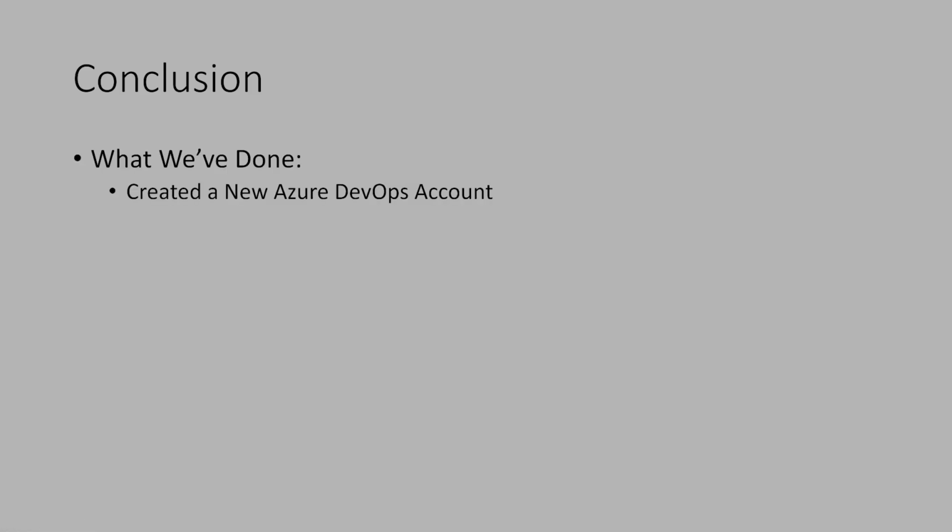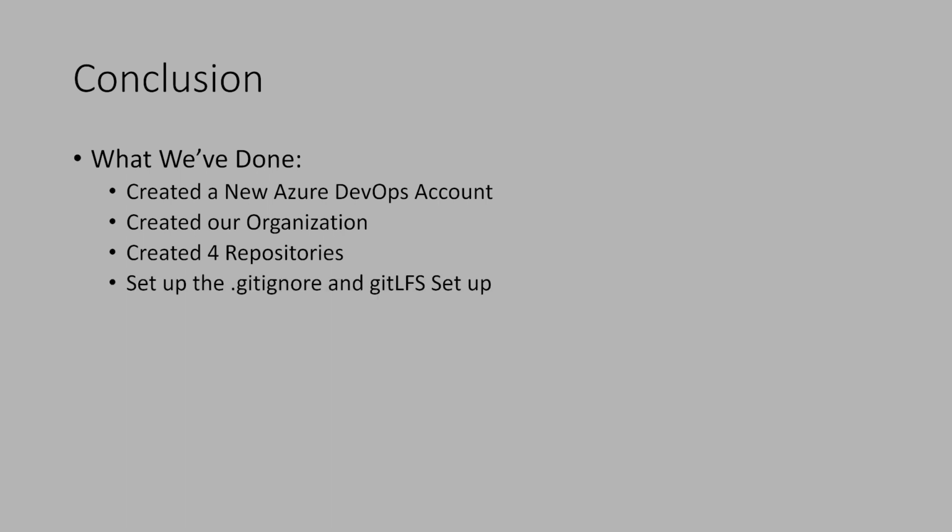I'm going to wrap up this video here. So what have we done? We've created a new Azure DevOps account. We've created our organization, and we've created 4 repositories inside of our project. And then we've also set up the gitignore and Git LFS.